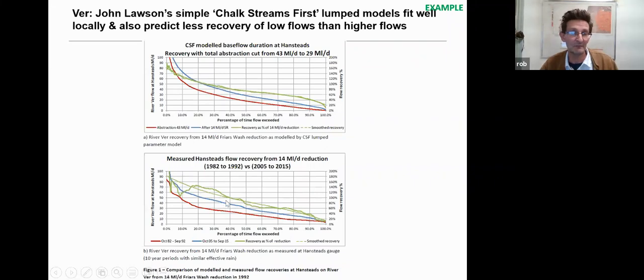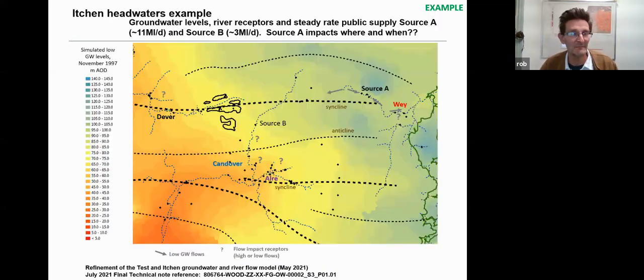So, an example of a different sort of modeling tool, which is a lot cheaper and quicker, but probably doesn't have the proper understanding of the locations of individual abstractions and how that affects how they are going to impact river flows, which is why we probably can't rely on it for making some of these big decisions.